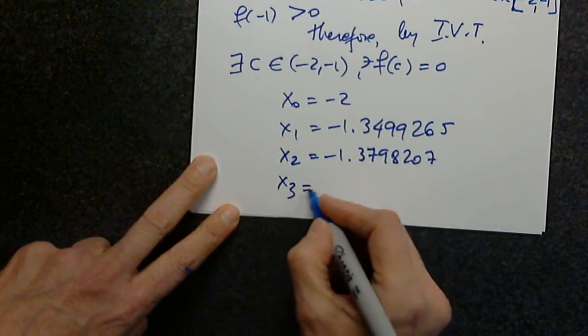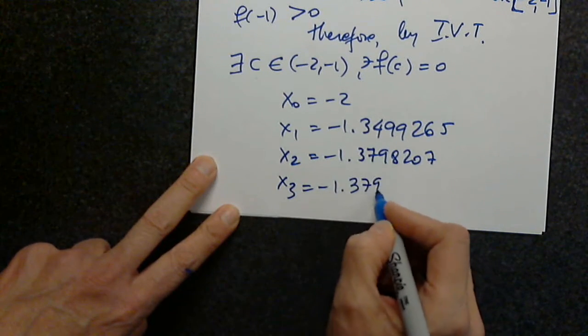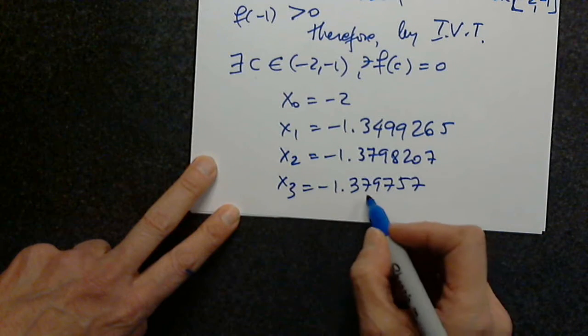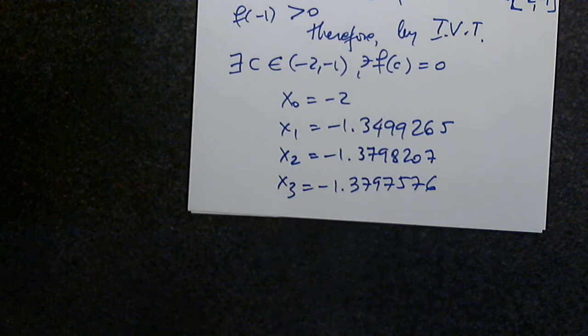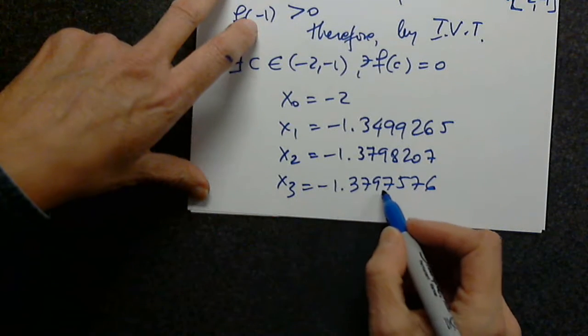-1.3797657. This is x3, -1.3797576. If the next iteration has the same 6 digits, I don't have to copy the next one. 1, 2, 3, 4, 5, 6. I don't care for this one. It's identical. So the answer is 246.